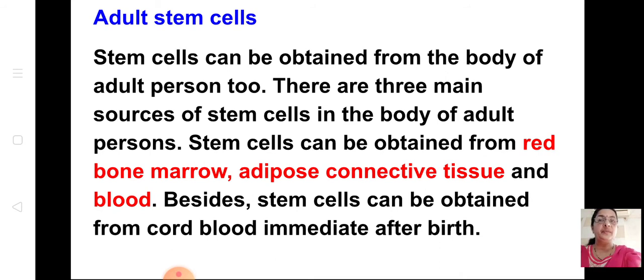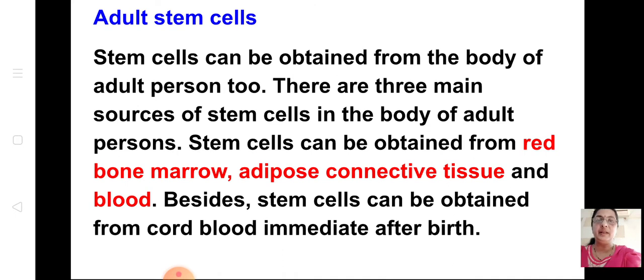In an adult also we can find these stem cells. There are three main sources of stem cells in the body of an adult person. Stem cells can be obtained from red bone marrow, adipose connective tissue, and the blood. So from where can we get the stem cells? In the adult, from red bone marrow, adipose connective tissue, as well as from the blood. Besides, stem cells can be obtained from the cord blood immediately after birth.